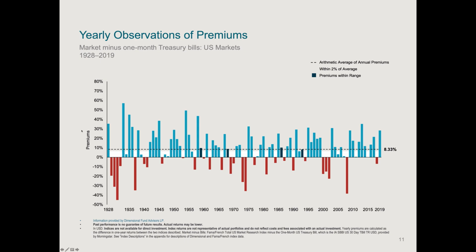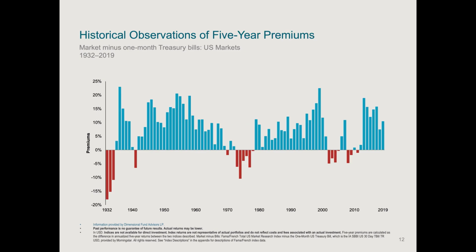You basically, over this period of time, on an average annualized basis, you're going to get more than that 8% better return. If we look at 5-year periods, if you were investing money for a 5-year period of time, and you look at the market minus this 1 month treasury bill rate, you still see a lot of red here.